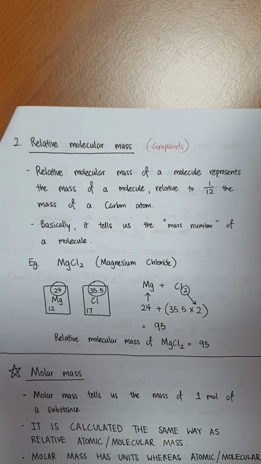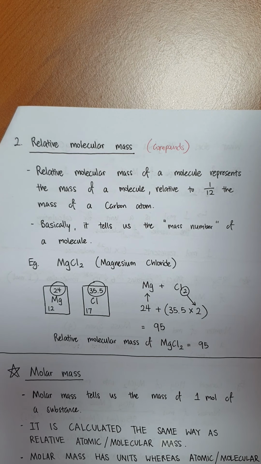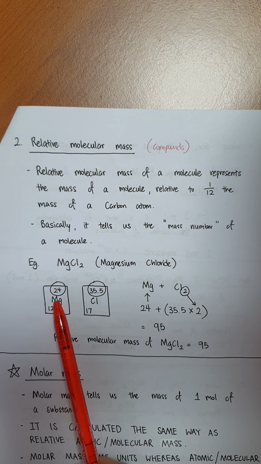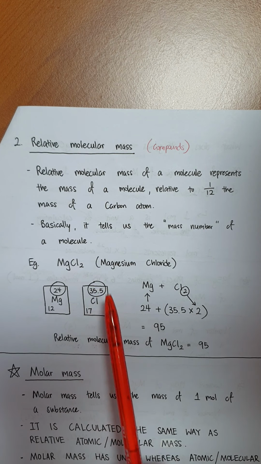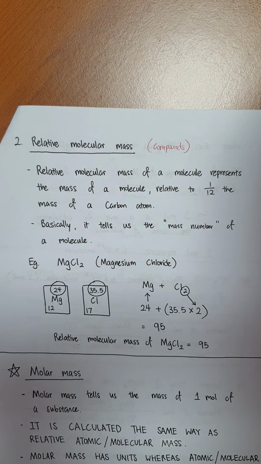Next we have relative molecular mass. Relative atomic mass is the mass for an atom, and relative molecular mass will be the mass of molecules. Very simple. Relative molecular mass is just an addition of different mass numbers. For example, you see here magnesium chloride, MgCl2. All you have to do is add 24 to 35.5 times 2, because there is Cl2. So 24 plus 35.5 times 2 gives you 95. So the molecular mass of MgCl2 will be 95.